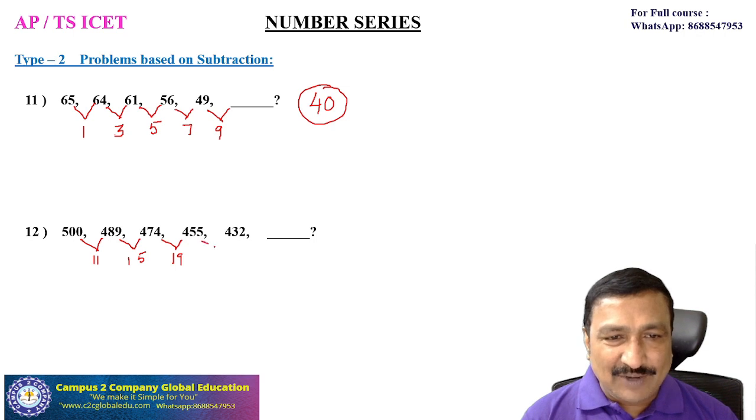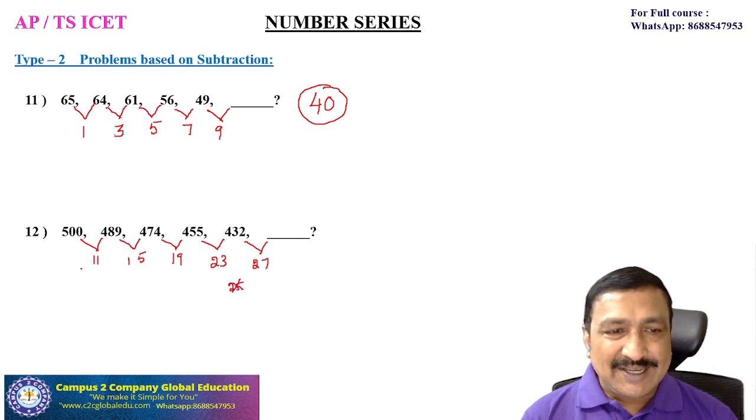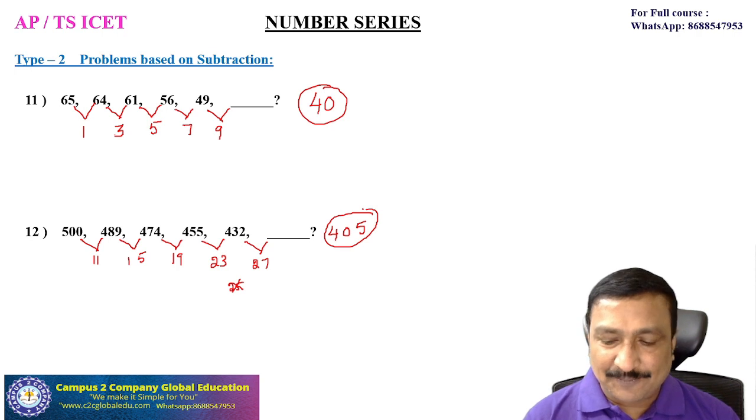Next, how much is decreased, friends? 23 is decreased. So by looking at this, it is decreased by alternate odd numbers. So the next number should be decreased by 27, because after 23, 25 is the next odd number, but we should not take that; we should take 27 because it decreases by alternate odd numbers. So 432 minus 27: 12 minus 7 is equal to 5, and 2 minus 2 is 0, remaining 4. So the answer for this question is 405, friends.